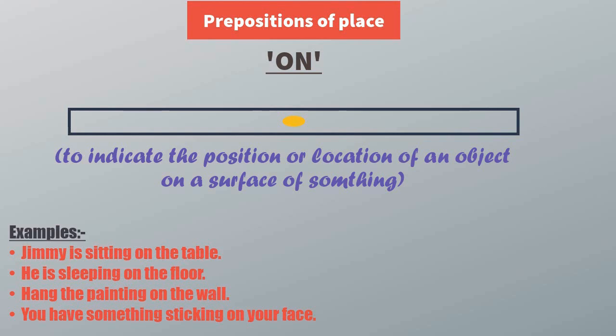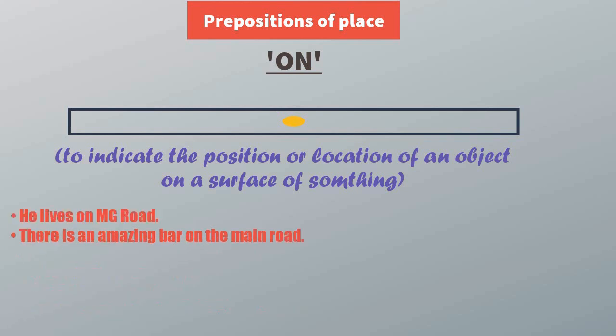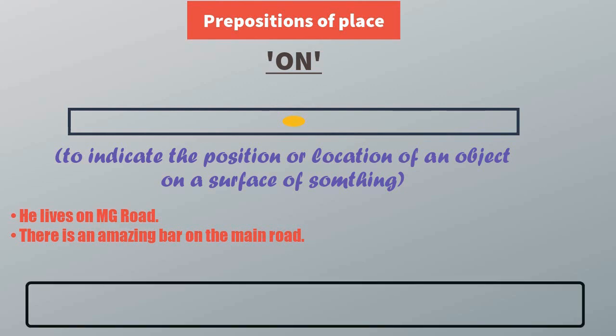Right? Now it could be a place on a line, on a street, on a road. For example, he lives on MG Road. Take MG Road as a line. He could live anywhere on this road. He might live here or here or here. We don't know his specific location. There is an amazing bar on the main road. Somewhere on the main road. We do not know where exactly it is, but it is somewhere on the main road.